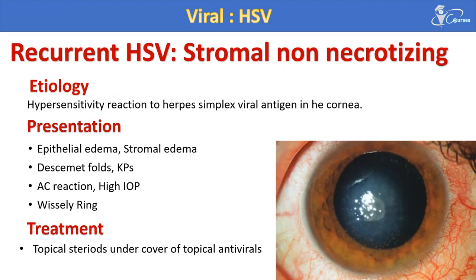So how does each of them look? And what is the etiology of the stromal non-necrotizing keratitis, and what is the etiology of stromal necrotizing keratitis? For the stromal non-necrotizing keratitis, it is a hypersensitivity reaction to the herpes simplex virus antigen in the cornea. If the patient has a primary herpes infection, and then there is reactivation of this virus, there is the recurrent stromal non-necrotizing keratitis. It is just a hypersensitivity reaction to the viral antigen. It is not an actual infection.